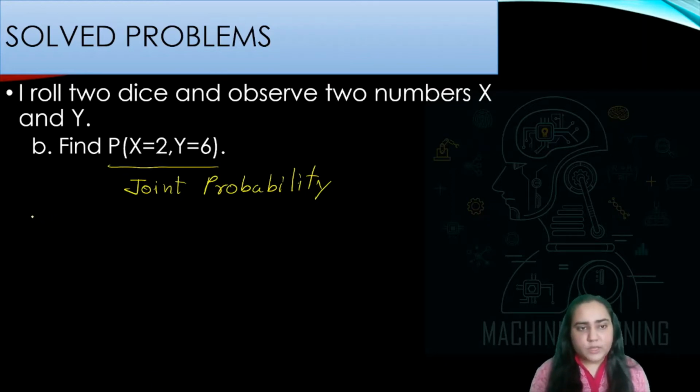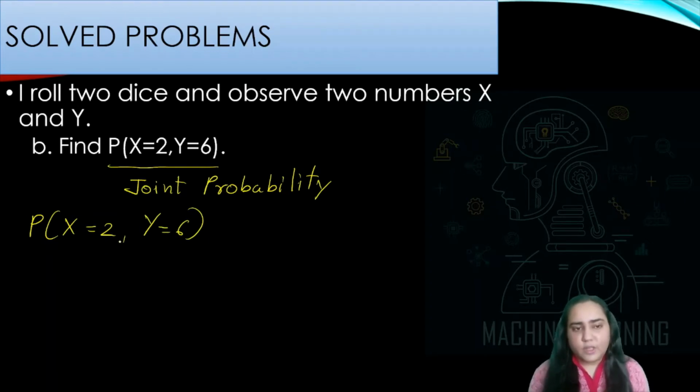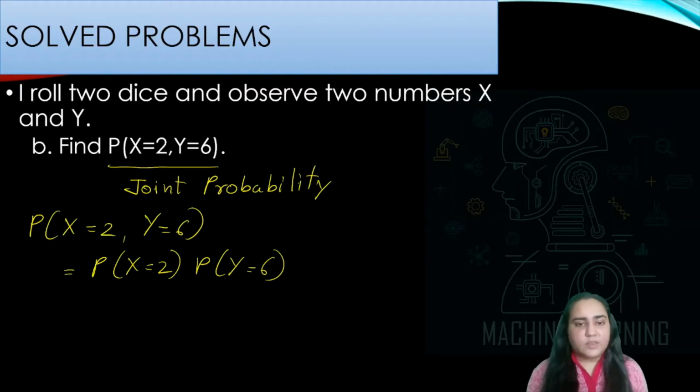Now, what we need to find is P of x equal to 2 and y equal to 6. And for this case, this is nothing but probability of x equal to 2 into probability of y equal to 6. Now remember, we are doing this because these two variables are independent. They are not dependent on each other, because getting some value on the first dice, for example, 2, does not affect getting some value on the second dice. So these two are completely independent.